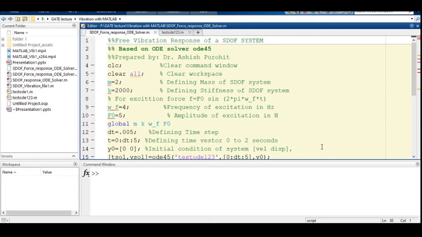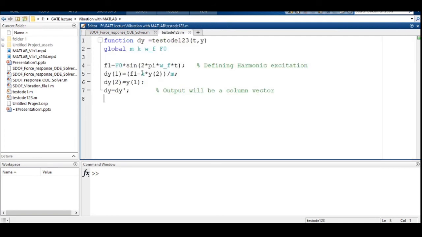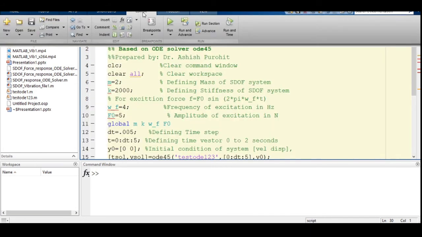This is your MATLAB environment. I have saved my code with the name single degree of freedom underscore force underscore response underscore ODE solver. And the second one is the function which I am going to use to get the response of this force. So let's run our main code and see the response.